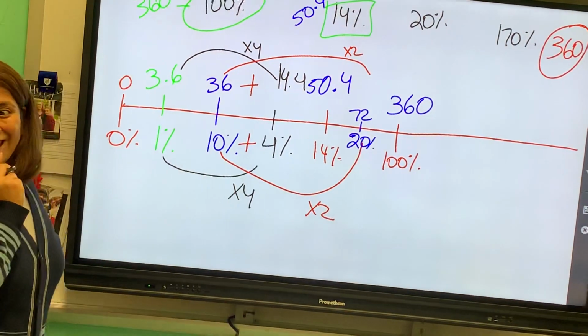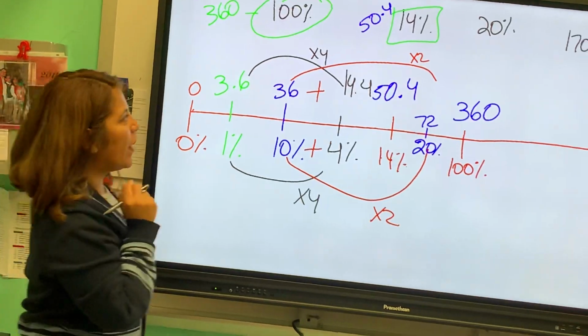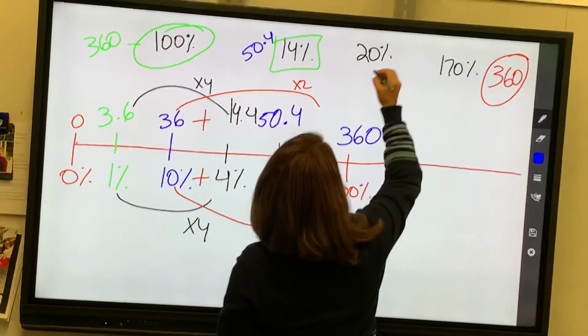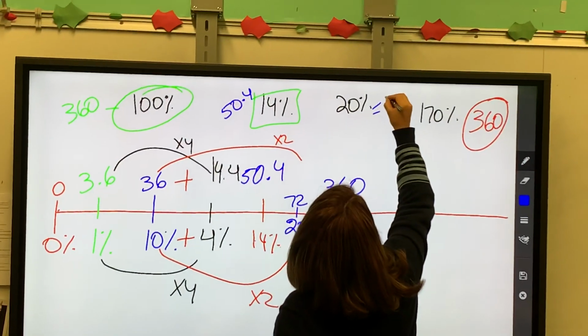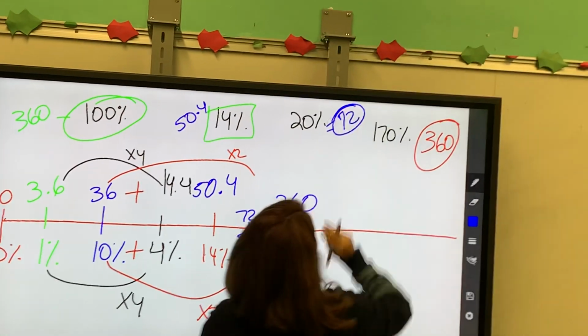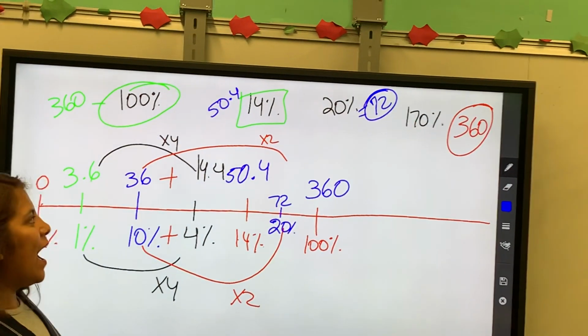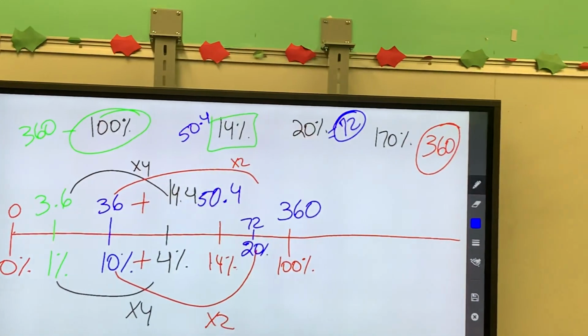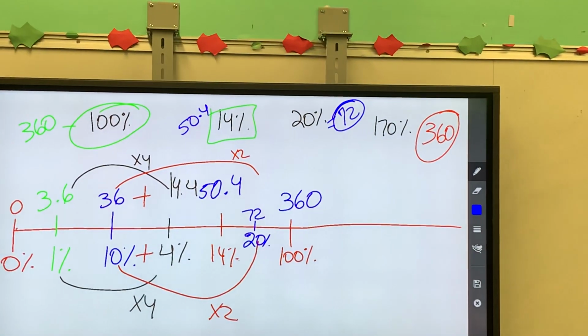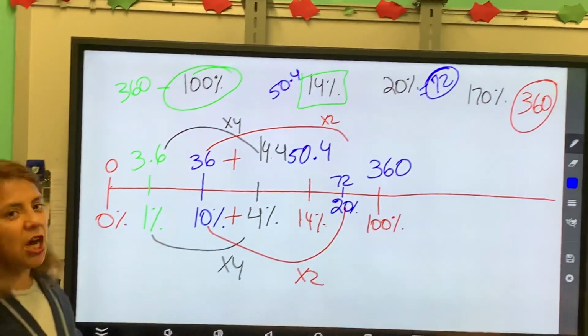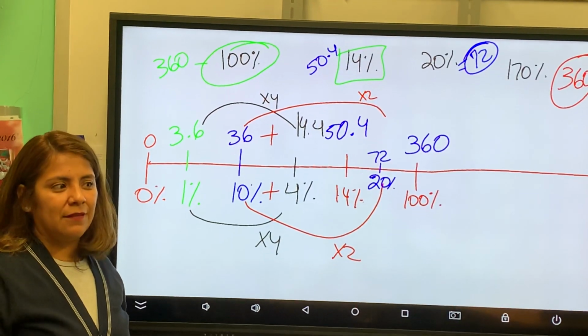Are we getting that? Yes? So now what is 20% of 360? 72. How many of you agree with that? Oh, now, Ms. Venancio, we have 170%. How do I find that 170%?